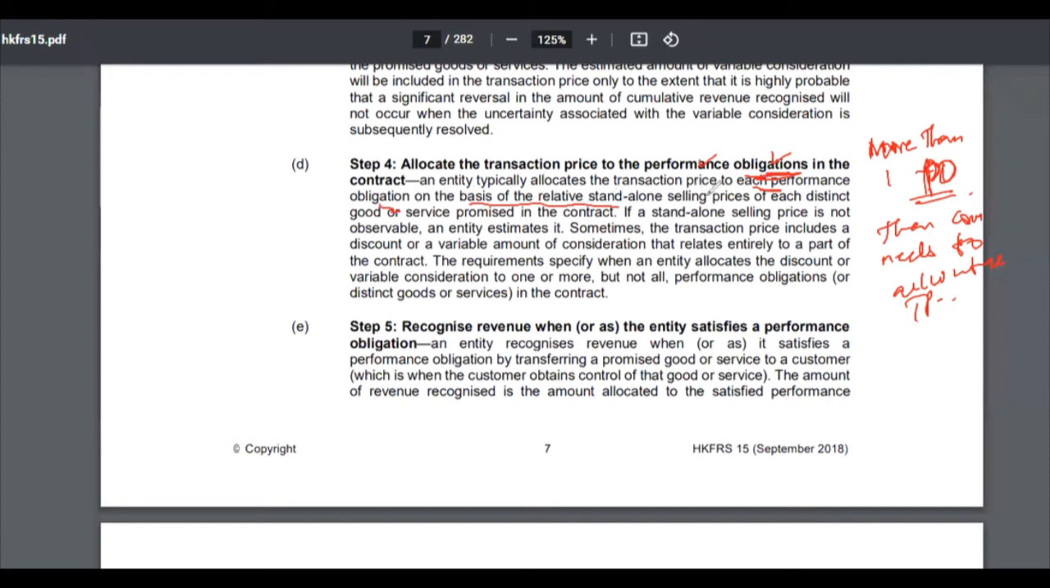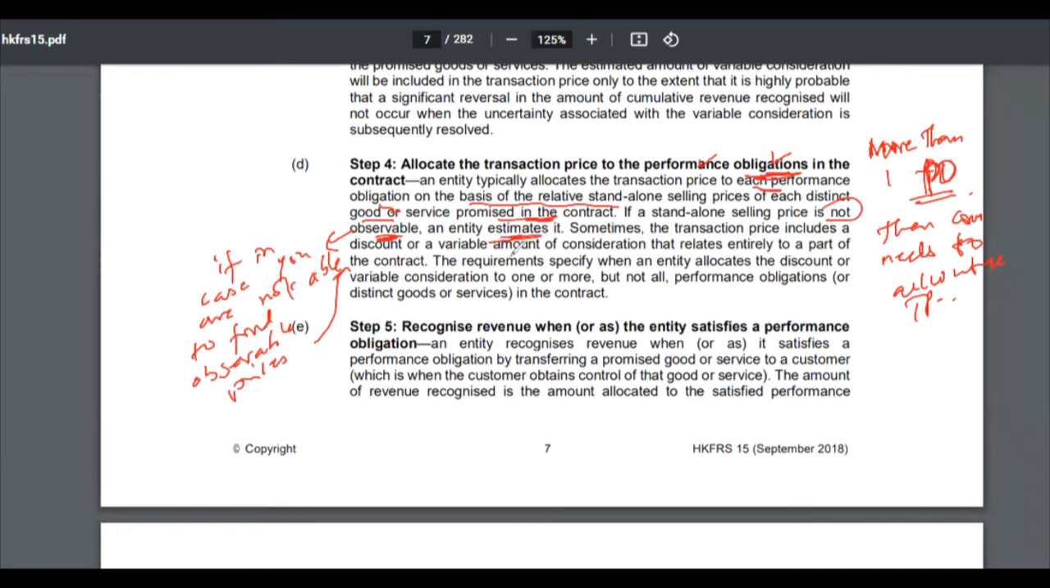The allocation is on the basis of the relative standalone selling prices of each distinct good or service promised in the contract. If a standalone selling price is not observable, the standard also tells you what to do. If you are not able to find observable prices, then the entity estimates it. So the company is going to estimate it.